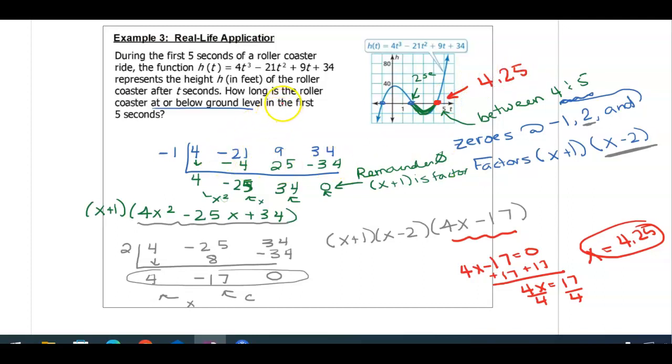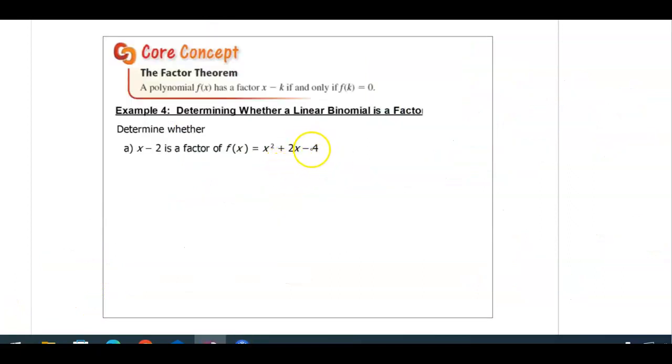Now, to find out how long the roller coaster is at or below ground level, I take 4.25, this point, minus this point, which gives me 2.25 seconds below ground. And that's it. All right, let's look at example 4 now.